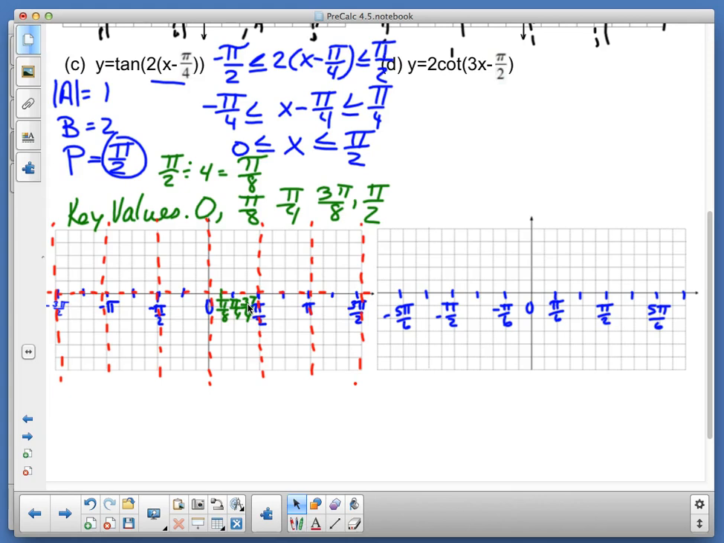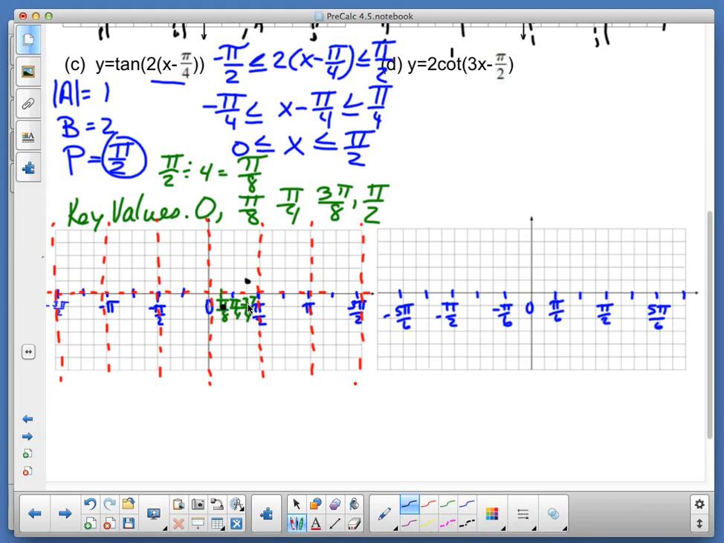Now, I'm doing tangent. And remember, as we go through tangent, the negative pi over 4 is negative 1. Positive pi over 4 is positive 1. I don't flip this, so I'm going to start out. My first quarter is going to be negative 1. Second quarter, positive 1.